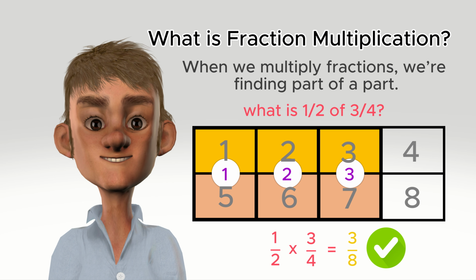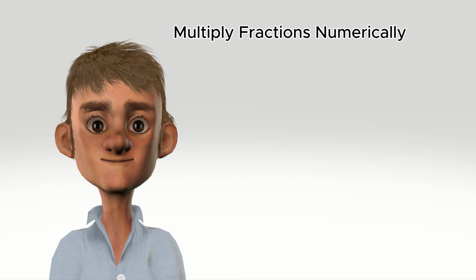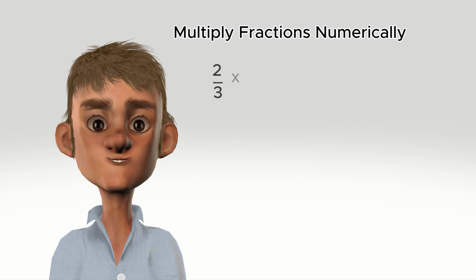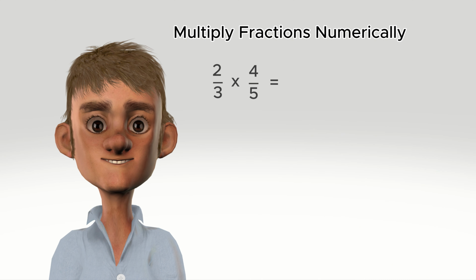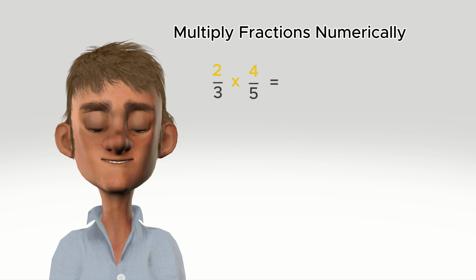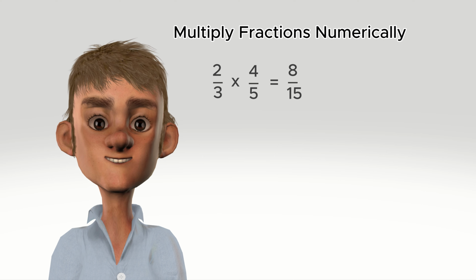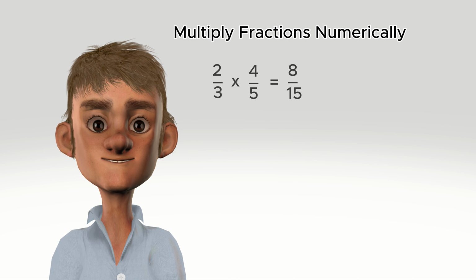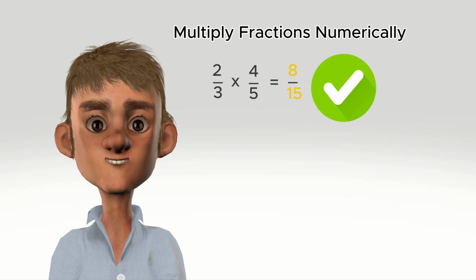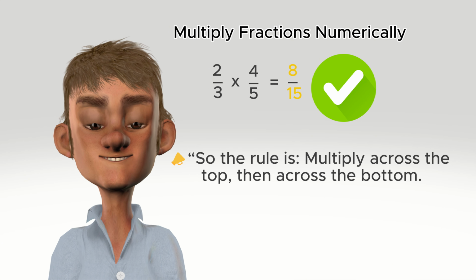Multiply fractions numerically. Okay, now let's multiply without a model. Example. What is 2/3 times 4/5? Step by step. Multiply numerators. 2 times 4 equals 8. Multiply denominators. 3 times 5 equals 15. Final answer, 8/15. So the rule is, multiply across the top, then across the bottom.